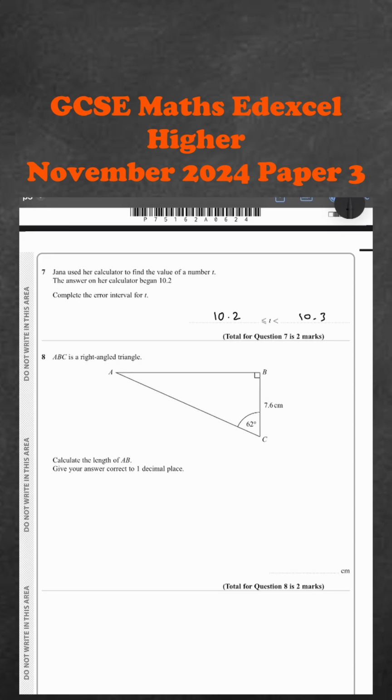Question 8. ABC is a right-angled triangle. Calculate the length of AB, give your answer correct to one decimal place. So we want AB, this is going to be the opposite side. We have the adjacent side, so we can work this out using tan. So tan of the angle 62 equals AB over 7.6. AB equals 7.6 tan 62. Just do that on my calculator. 7.6 times tan 62 is 14.3. Again, they want it to one decimal place.